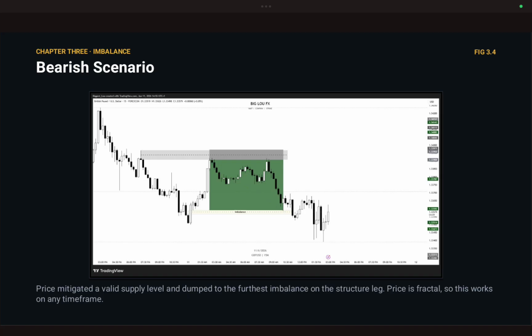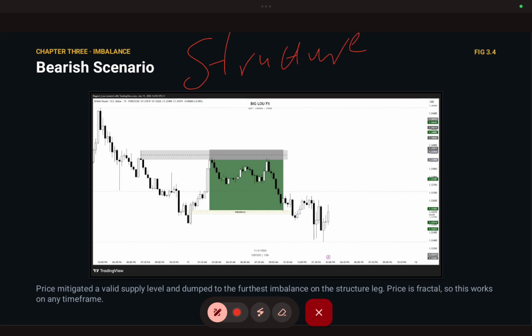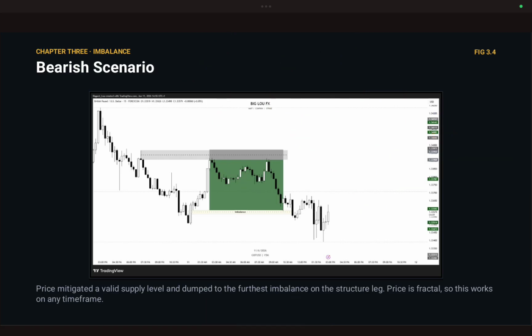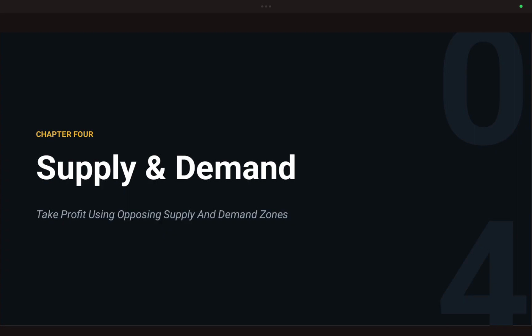Okay, so right now we've looked at using structure, don't mind my writing. We've looked at using liquidity, and we've looked at using imbalances. These are logic-based concepts. The fourth one we want to look at now is using demand and supply for take profit levels. Take profit using opposing supply and demand level.